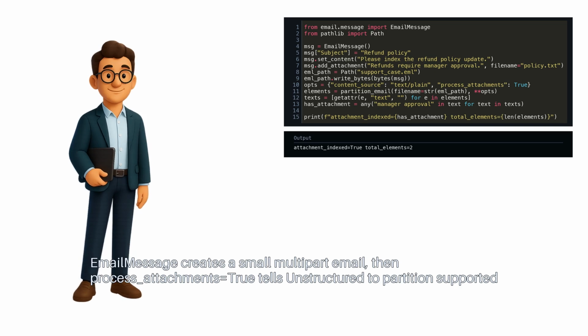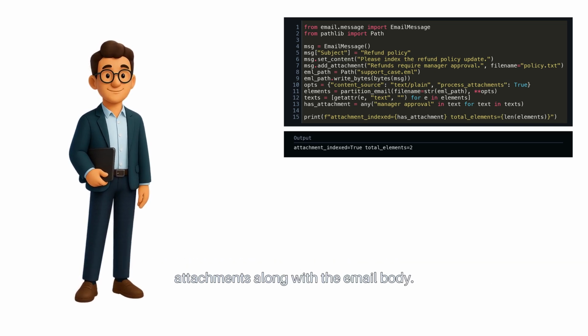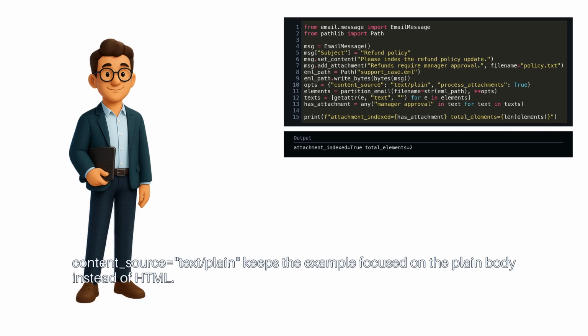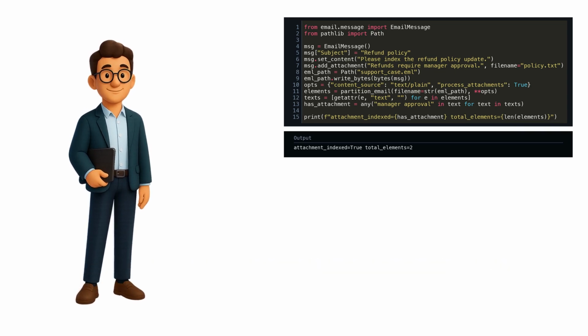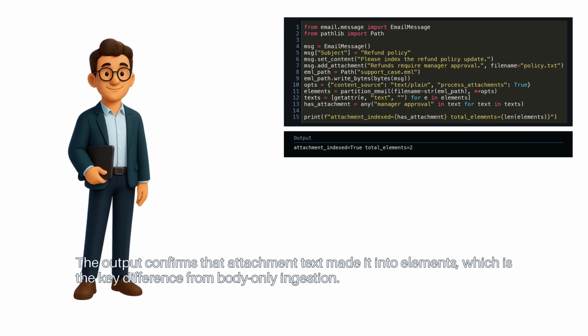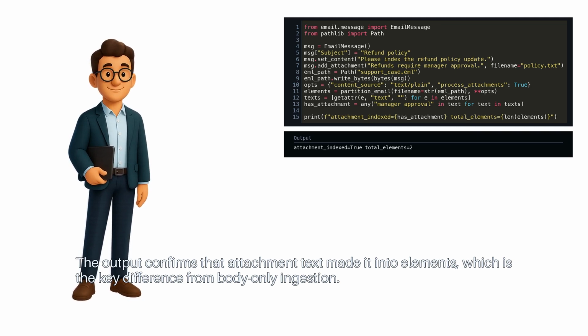Then process_attachments=True tells unstructured to partition supported attachments along with the email body. content_source="text/plain" keeps the example focused on the plain body instead of HTML. The output confirms that attachment text made it into elements, which is the key difference from body-only ingestion.